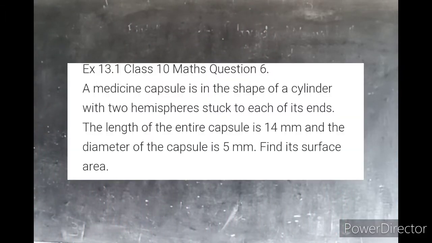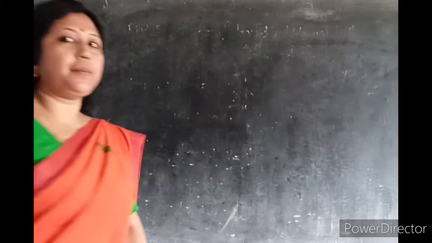A medicine capsule is in the shape of a cylinder with two hemispheres stuck to each other to its end. The length of the entire capsule is 14 mm and the diameter of the capsule is 5 mm. Find its surface area.